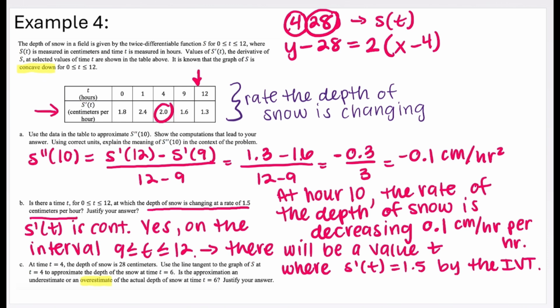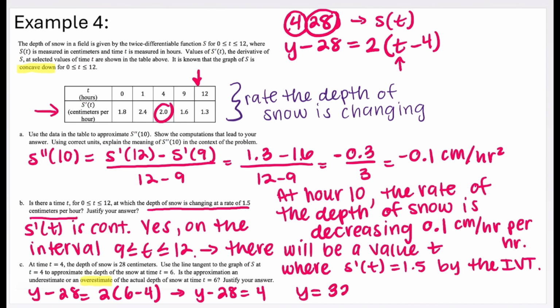And now I'm going to plug 6 in for t. I guess I should have used t instead of x. So let me go ahead and change that to t. All right, so I'm going to go ahead and plug in 6 right here for that t value. So I'll get y minus 28 equals 2 times 6 minus 4. So I'll get y minus 28 equals 2 times 2, which is 4. And if I add 28, I get y equals 32. So 32 centimeters. That would be the estimate, but that would be an overestimate.